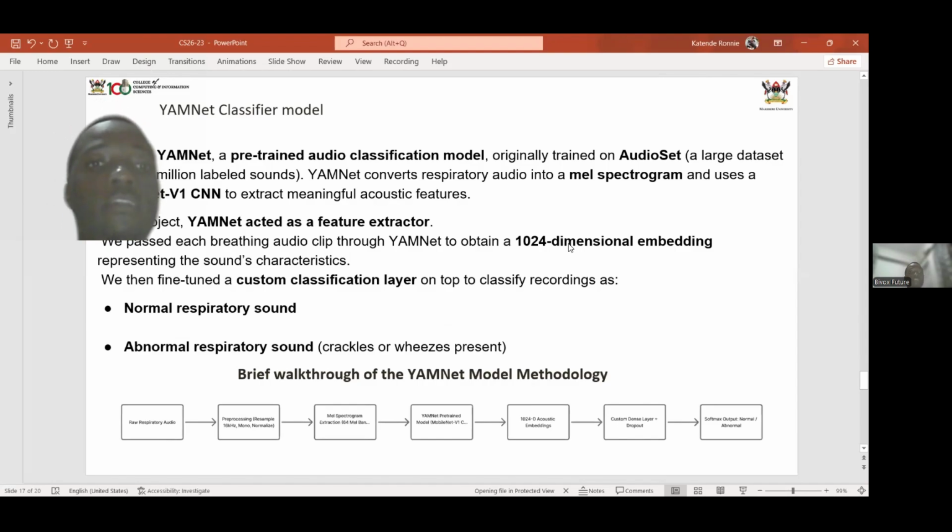Specifically, we used YAMNet, a pre-trained audio classification model. Since it's pre-trained, it was originally trained on a large dataset of over 2 million labeled sounds. YAMNet converts the respiratory audios into mel spectrograms. In our project, it acted as a feature extractor. We passed each breathing audio clip through YAMNet to obtain the 1,024 dimension embeddings representing the sound characteristics.